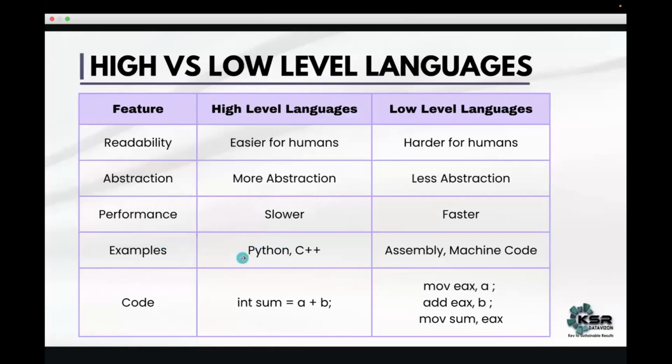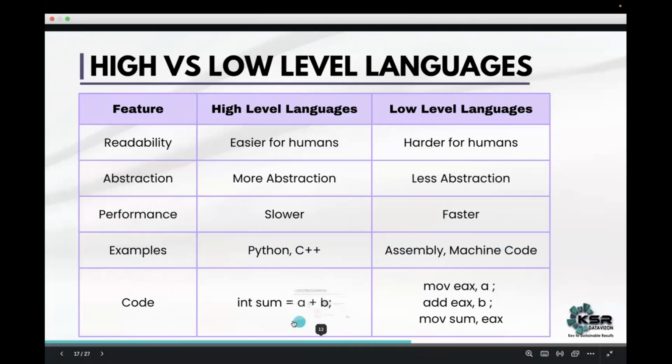So examples of high level languages are Python, C++, and even Java is also a high level language. They provide higher abstraction. They provide a lot of different things to do something. You don't have to worry about how it's executed in computers. Low level languages are assembly and machine code, which we have just seen. Machine code is like zeros and ones.